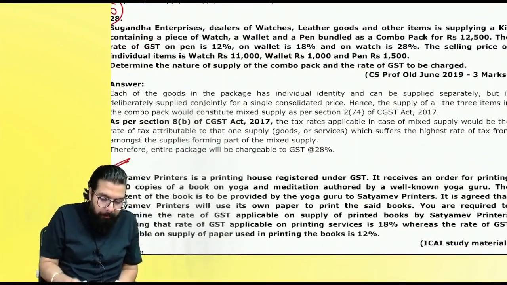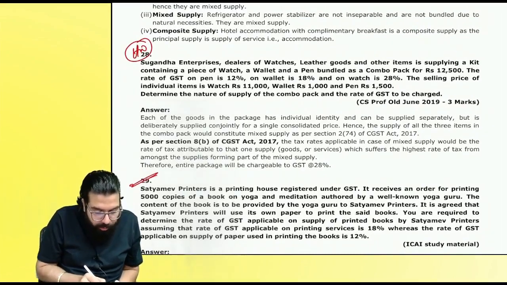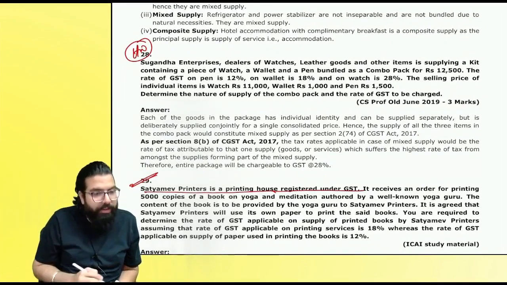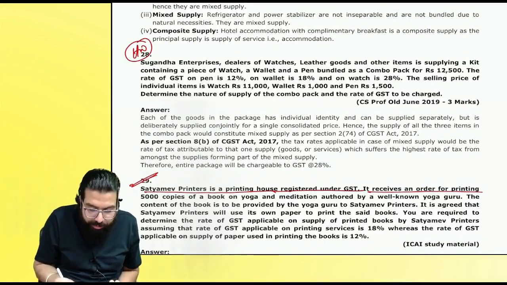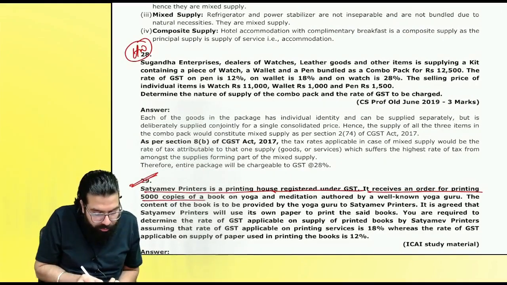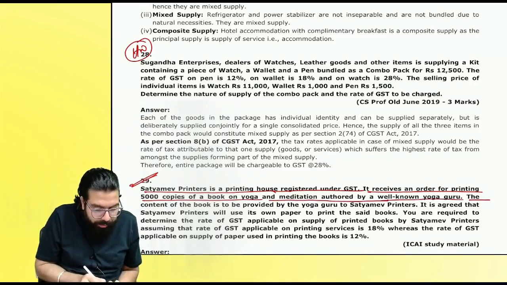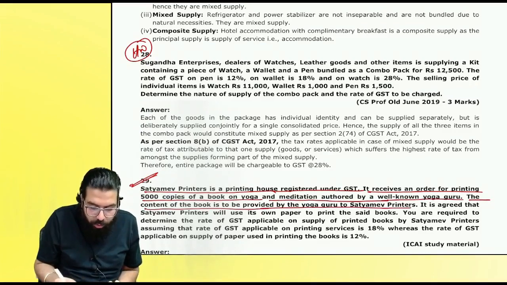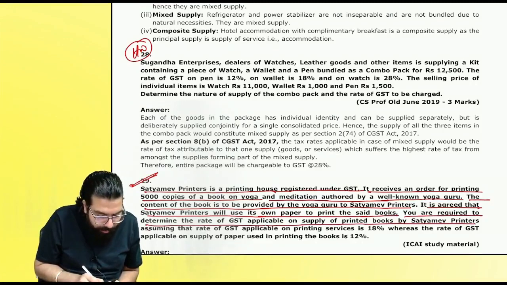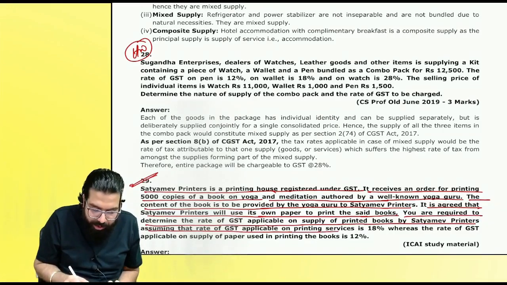People, question number 29. Satyamev Printers is a printing house registered under GST. It receives an order for printing 5,000 copies of a book on yoga and meditation authored by a well-known yoga guru. The content of the book is provided by the yoga guru. It agreed that Satyamev will use its own paper to print the book. You are required to determine the rate of GST applicable on printing books by Satyamev, assuming that the rate of GST applicable on printing service is 18%, whereas the rate applicable on paper is 12%.